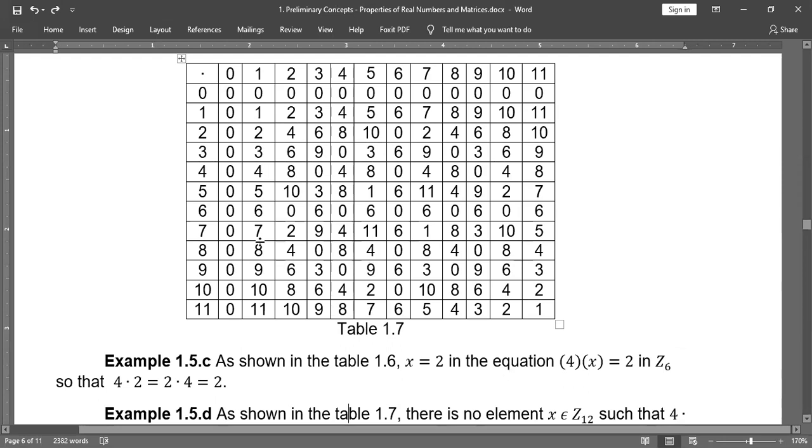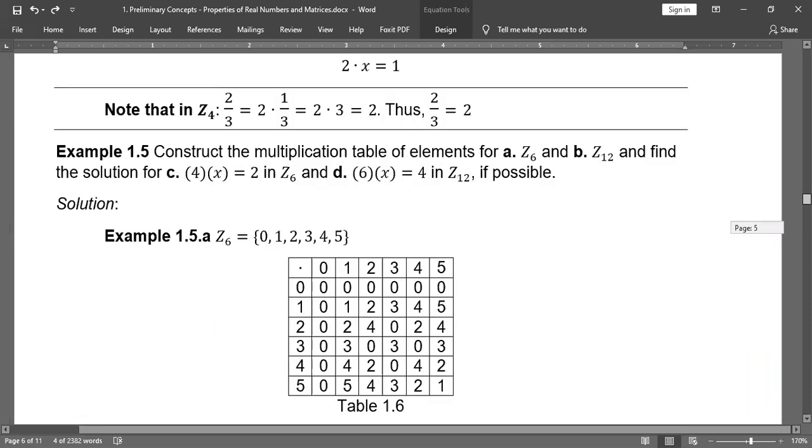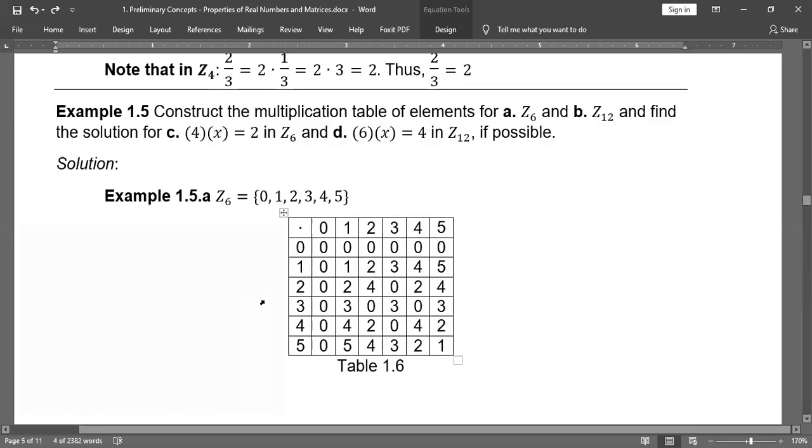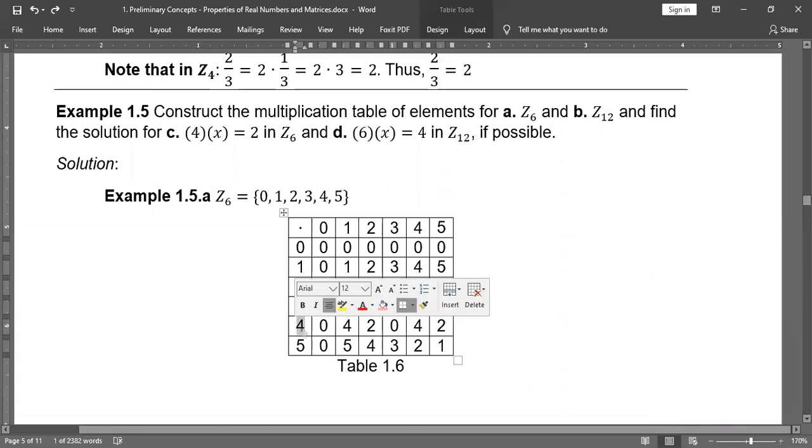Next. Sa C tayo. Example 1.5C. So, ang hinahanap natin is ito: 4 times x is equal to 2 in Z6. So, what must be multiplied to 4 so that the result is 2 in Z6? So, observe natin yung table. Ano yung kailangan nating i-multiply kay 4 para makakuha tayo ng result na 2?